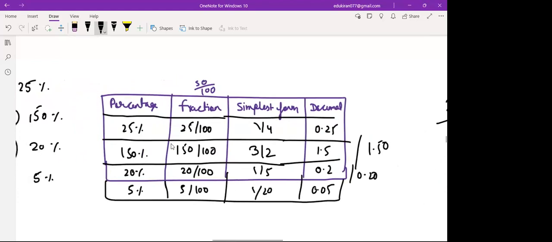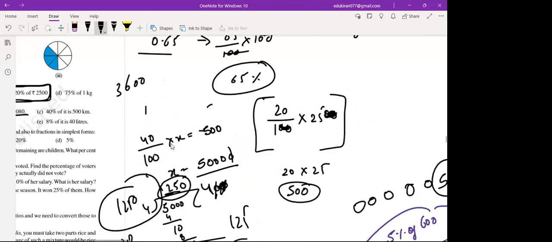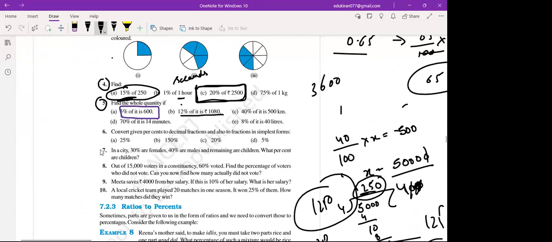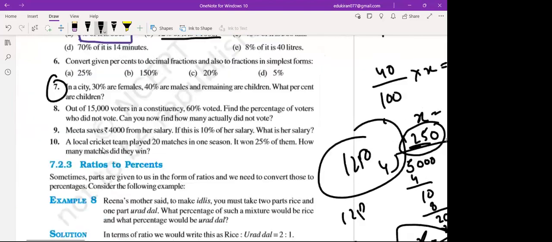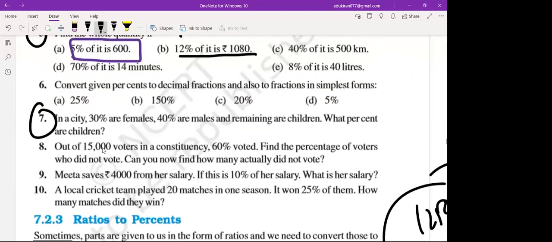Everybody? Yes. Okay, so let's just do the next one then. This is done. Now coming to question number 7. Just read this question. Question number 7. The question says, in a city, 30% are females, 40% are males, and remaining are children. What percentage are children?